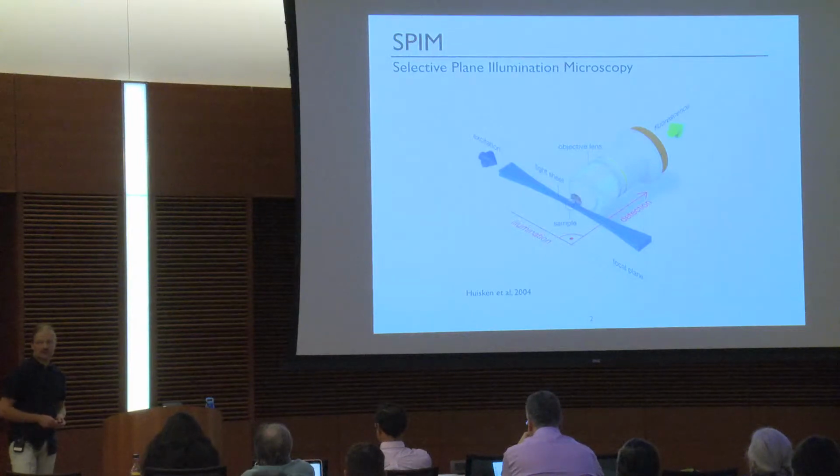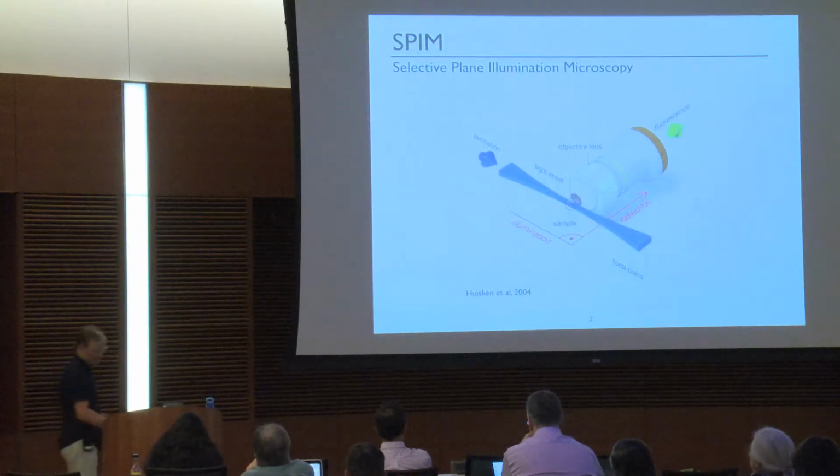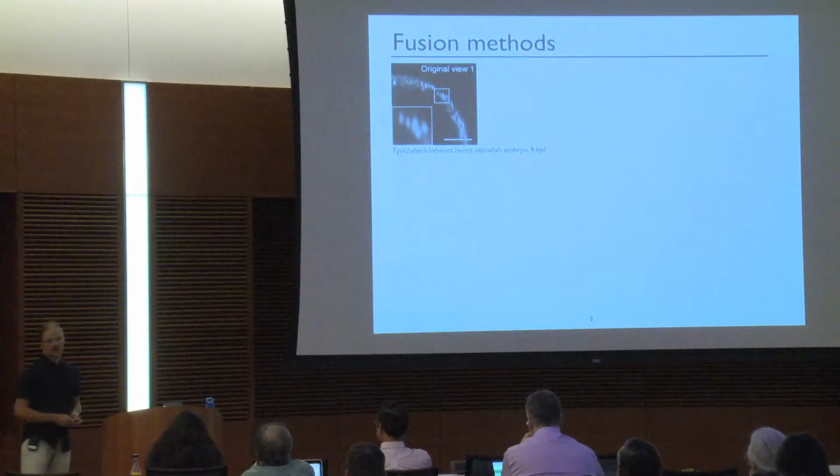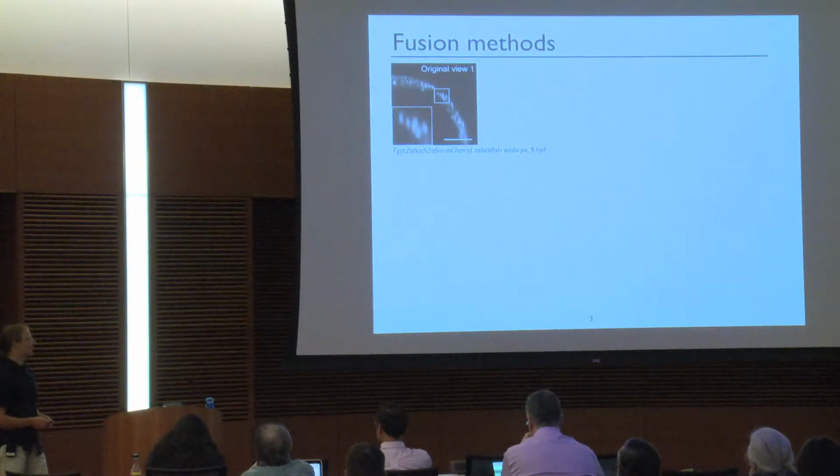So the advantage is that the entire plane is captured at once, so it's incredibly fast compared to confocal, for example. And what's important here is that the sample is usually mounted vertically, so it's straightforward to attach a rotational motor, rotate the sample, and capture images from multiple angles. My talk is about how to fuse the data which is obtained from these angles.